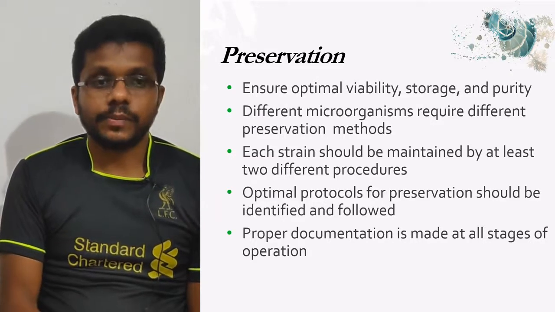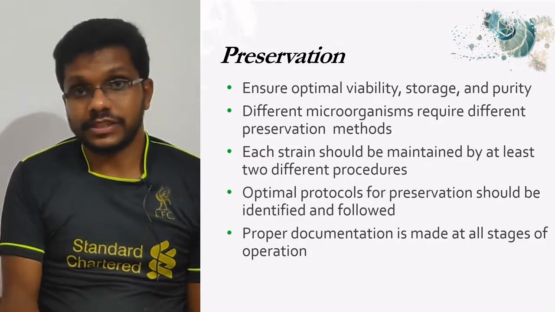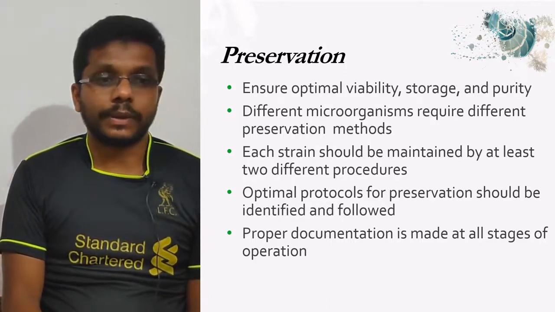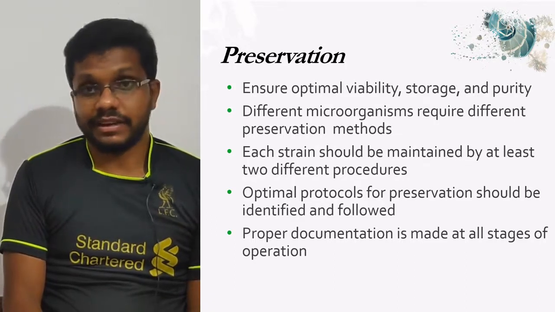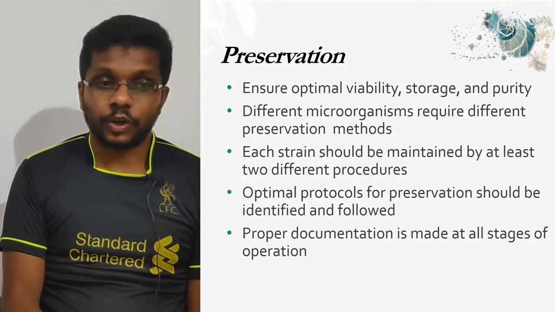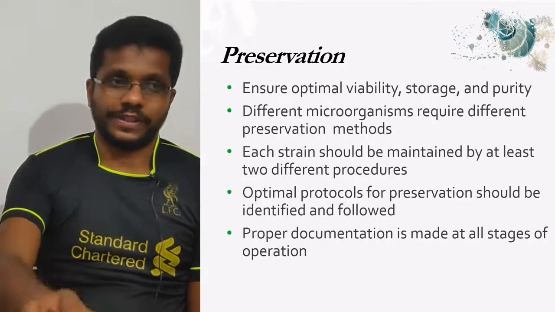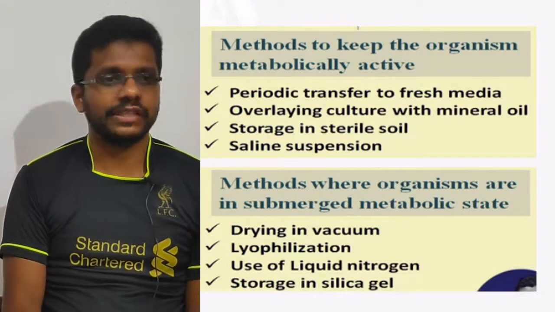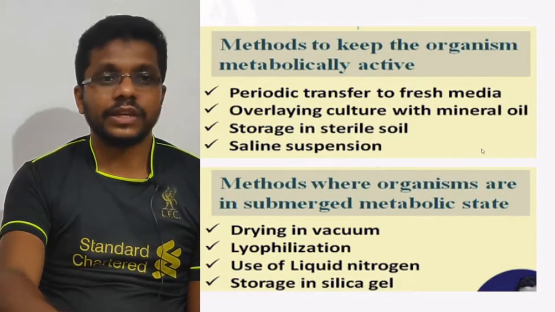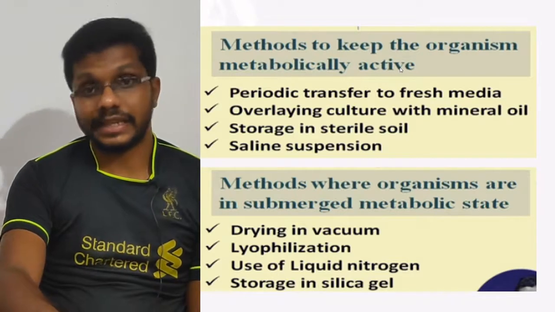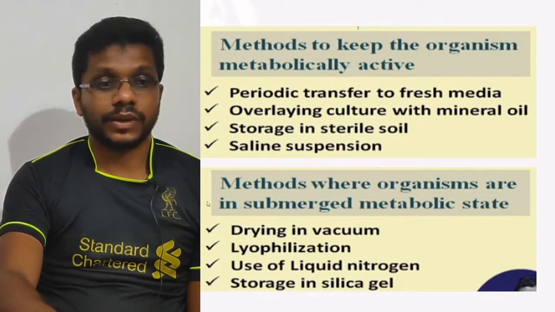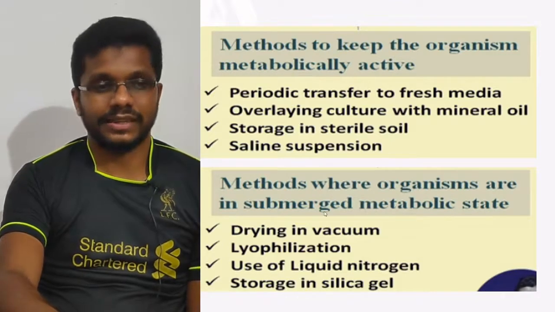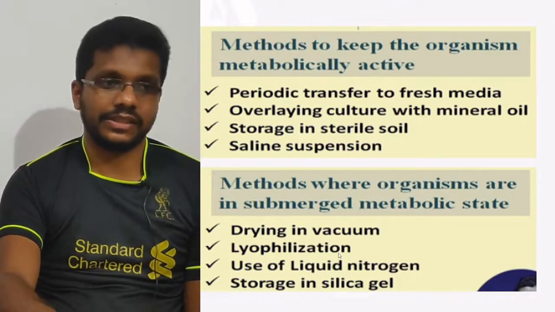Each strain should be maintained by at least 2 different procedures, ideally in 2 different locations. Then optimal protocols for preservation should be identified and followed. Proper documentation is made at all stages of operation. And basically we have 2 different methods of preservation for microorganisms: methods to keep the organism in a metabolically active state, and methods where organisms are in a suspended metabolic state.